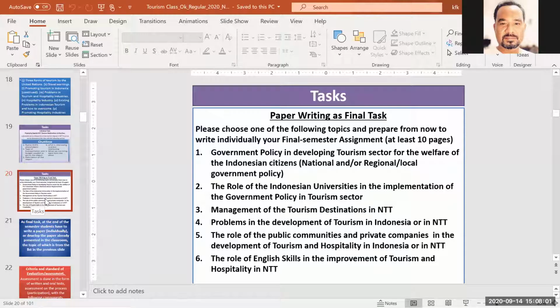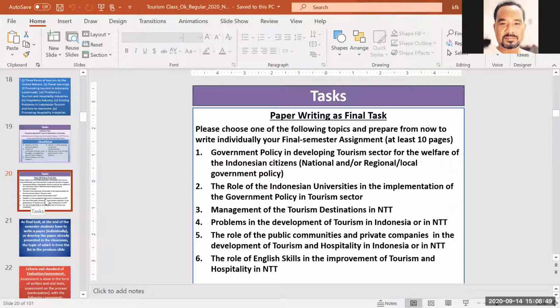And the task of each group is to pick up one object of destination. There are questions. Okay, these questions are for the final semester assignment, but for your group presentation, you can pick up one tourism destination to explain and to promote to the class.